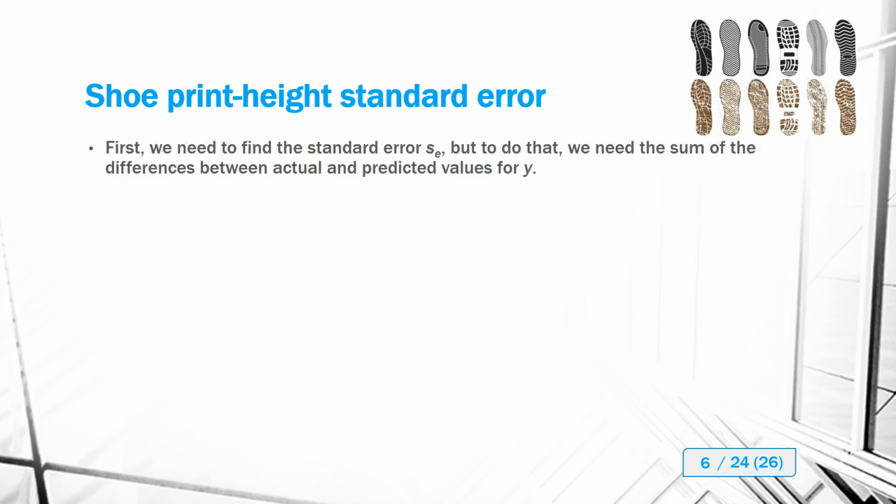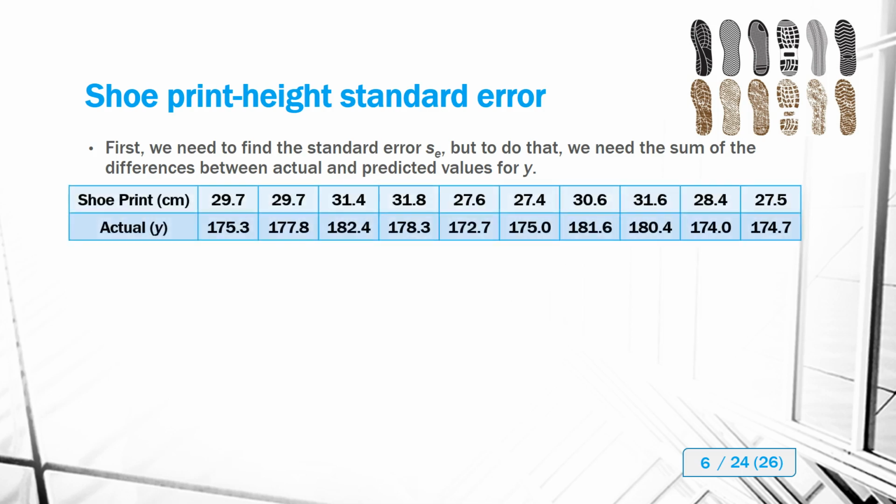Well, first we need to find the standard error, s sub e, but to do that, we first need to find the sum of the differences between actual and predicted values for y. So here we have a table of our actual data set that we used to make our model, our linear regression equation. These are actual measurements for y.